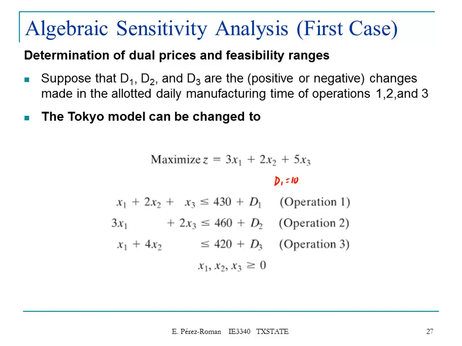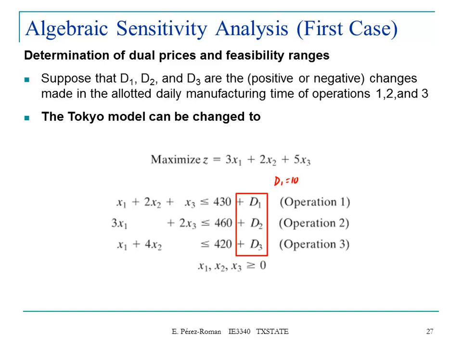Now we're going to apply sensitivity analysis to this problem, and the same applies to any maximization problem in which you're looking at a production schedule or number of units to produce. We want to determine the dual prices, which tell you the rate of change of the objective function per unit of change in your resource, for each one of the operations. Suppose that D1, D2, and D3 are the positive or negative changes made in the allotted daily manufacturing times of operations 1, 2, and 3. Then the Toyko model can be changed to this. We're going to use these three variables and add them to the number of hours that you have available right now, for each one of the operations.